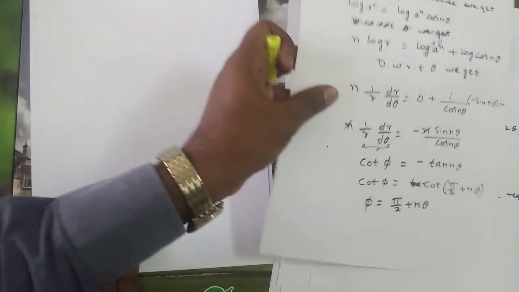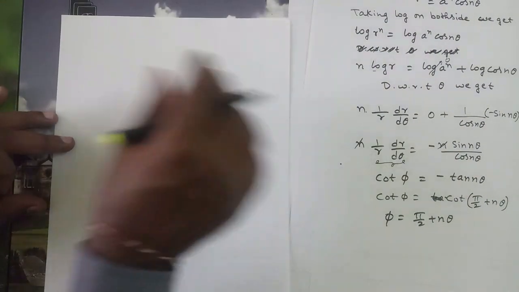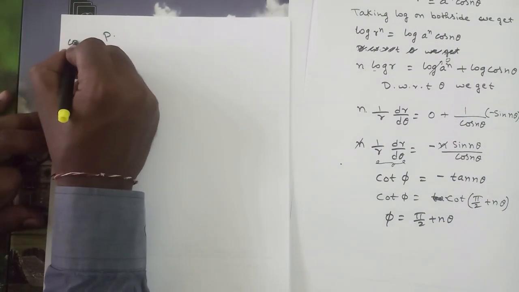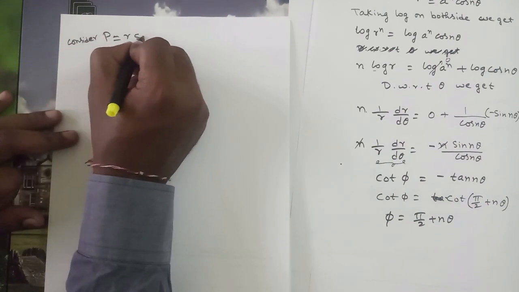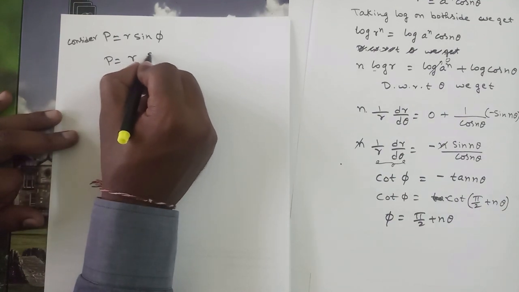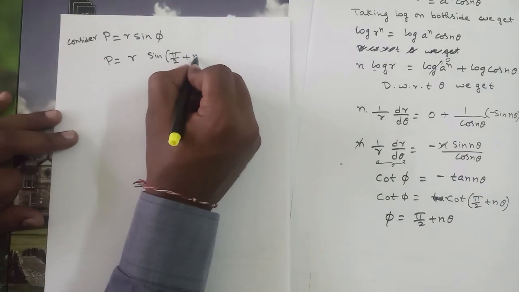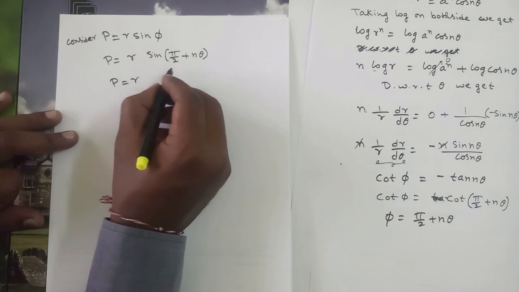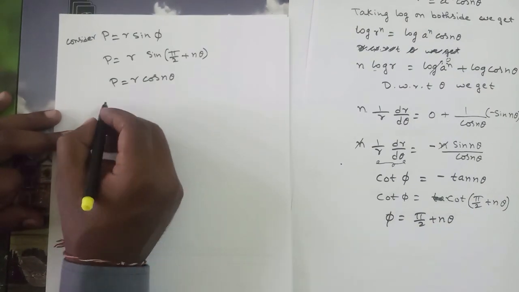Now consider the equation. So here what do you get? P is equal to R sin phi. So P is equal to R into sin of pi by 2 plus n theta. So P is equal to R into cos n theta, since sin of pi by 2 plus n theta is cos n theta.